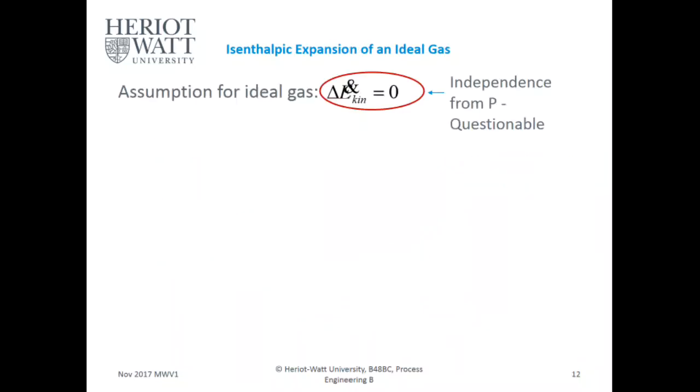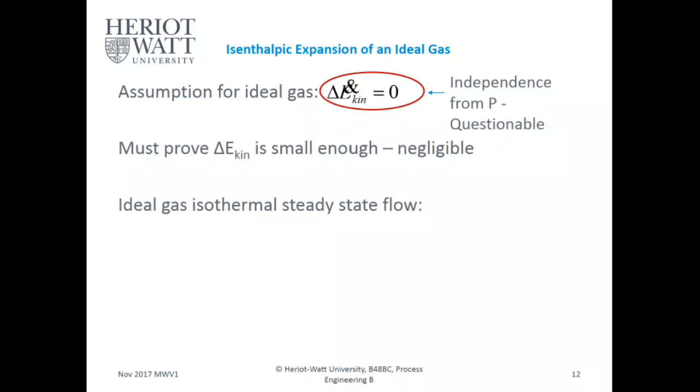So, from the assumption of ideal gas, the change in enthalpy equals zero. This is independent of pressure, but that idea is slightly questionable. So we can talk about it being negligible, if we can prove the change in kinetic energy is small enough to be negligible. So for an ideal gas isothermal steady state flow, basically the equations are P1 V1 equals P2 V2, and you know how the pressure and volume are related for ideal processes.